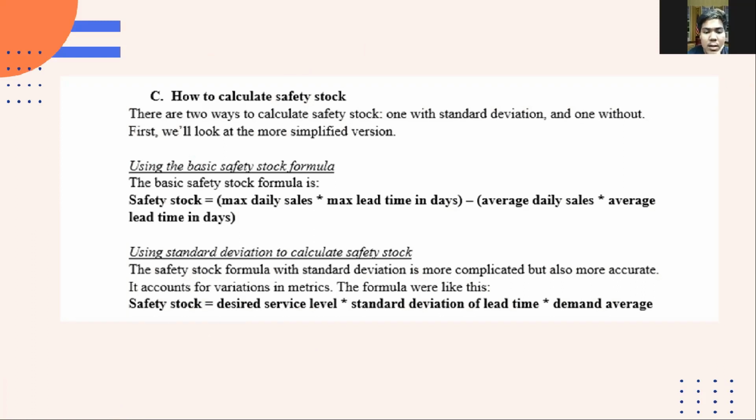The basic safety stock formula is: safety stock equals max daily sales times max lead time in days, minus average daily sales times average lead time in days.